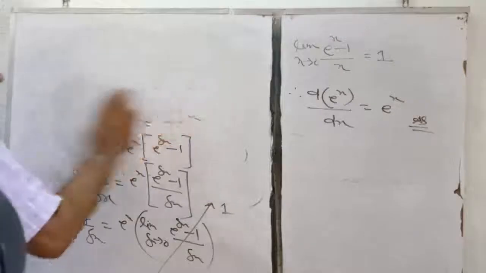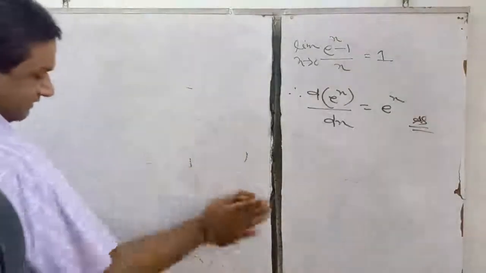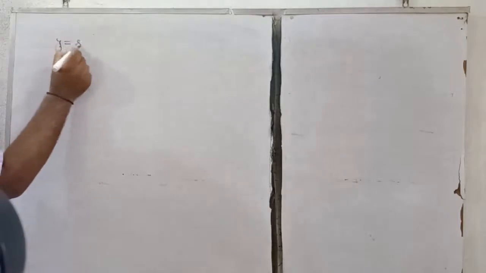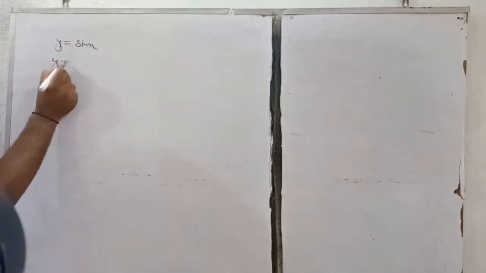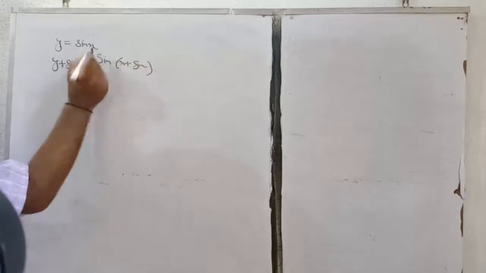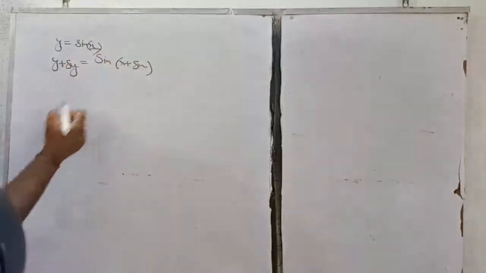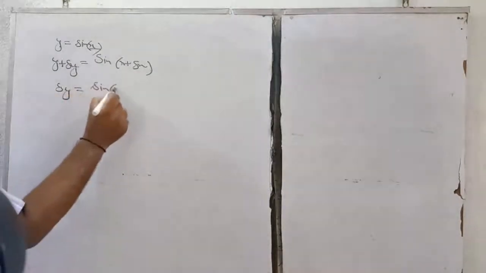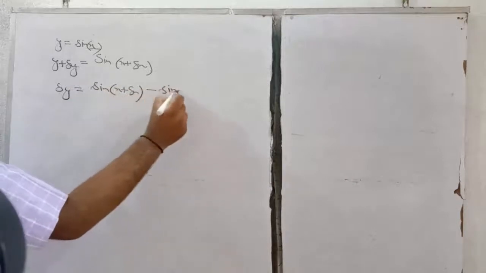Like, you know that the differentiation of sin x is cos x. See how you can prove that the differentiation of sin x is cos x. Suppose y is equal to sin x, so y plus delta y is equal to sin(x plus delta x). Here x is present in the angle, so the change will happen in the angle only. So delta y is equal to sin(x plus delta x) minus sin x, by subtracting the second minus the first.